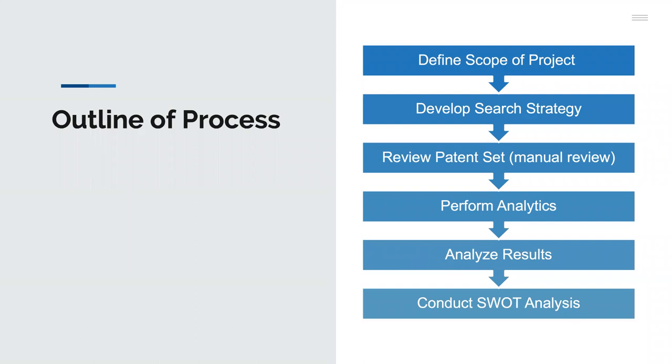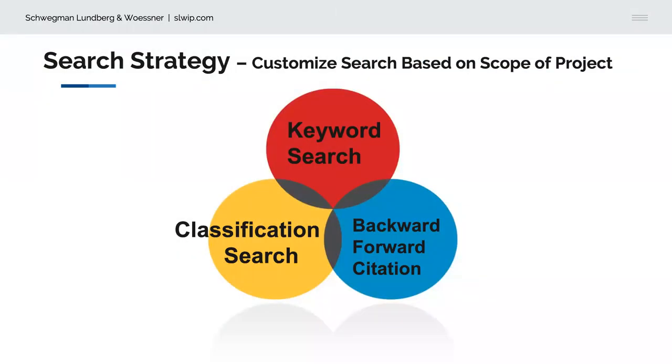Oh, that's a great point. I think that's actually highlighted in the next slide. So maybe that gives a good transition to that, the search strategy. I don't think there's a one-size-fits-all strategy when you think of searching. I've generally used some combination of keyword classification and backward-forward citation searches. The search will really depend on the technology space.